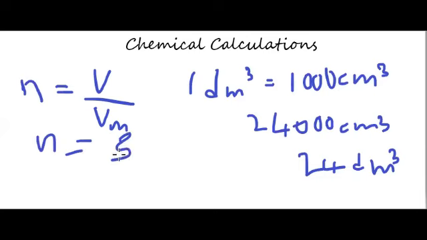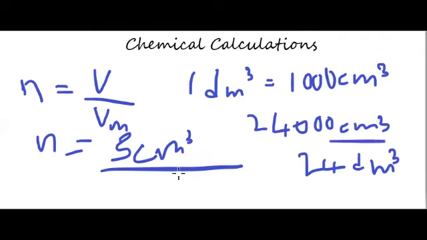Example, 5 cubic centimeters of some gas. Let's say chlorine, 5 cubic centimeters of chlorine, and it is given in cubic centimeters. Then you use 24,000 cm3. They might give either way, but use them accordingly. Answer is 2.0833 into 10 to the power minus 4 moles. Number of moles, sorry.